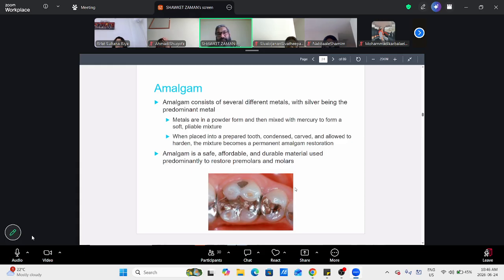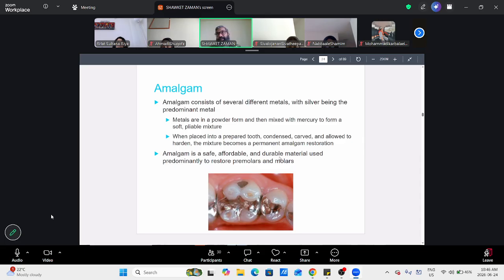Even sometimes some patients who have a metal filling that is in very good condition, due to the advancements of dentistry, we have some color-matched materials, so they want to change the color. Even though it's not a good idea, amalgam is still a very good material that we are using. As you can see here, it is safe and affordable. It is not so expensive when you compare it with composite resin restorations. Composite is expensive, but amalgam is affordable and durable.